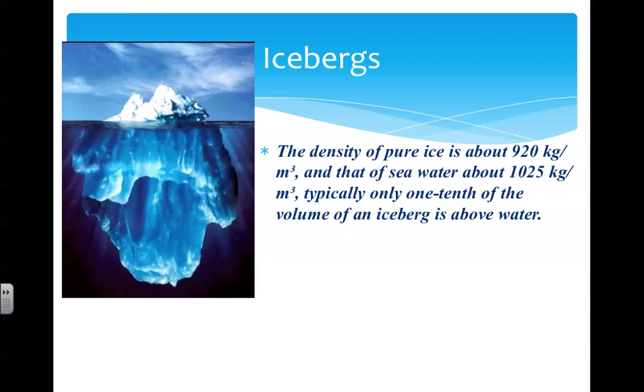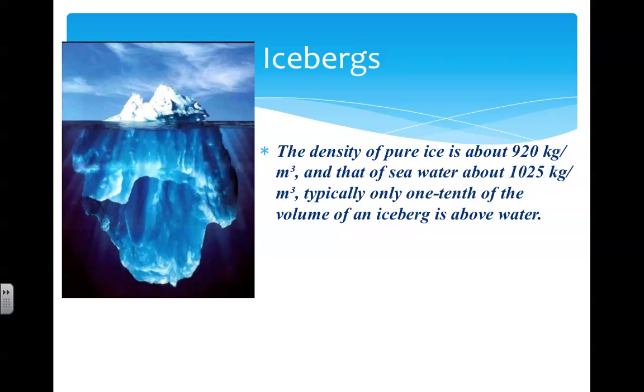An interesting practical application of Archimedes' principle and buoyancy is icebergs. Consider the iceberg shown. It is obvious that it floats at the surface. This means that the iceberg must have a lower density than the water that it floats in. This is true because pure ice has a density of 920 kilograms per meter cubed, whereas seawater has a density of about 1,025 kilograms per meter cubed.